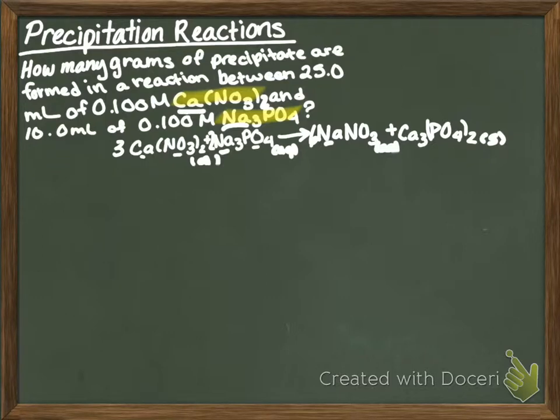To find the number of moles given the volume and the molarity, the first thing I need to do is take this 25 milliliters and turn it into liters. To do that, I just divide by 1,000. So I'm going to get 0.0250.